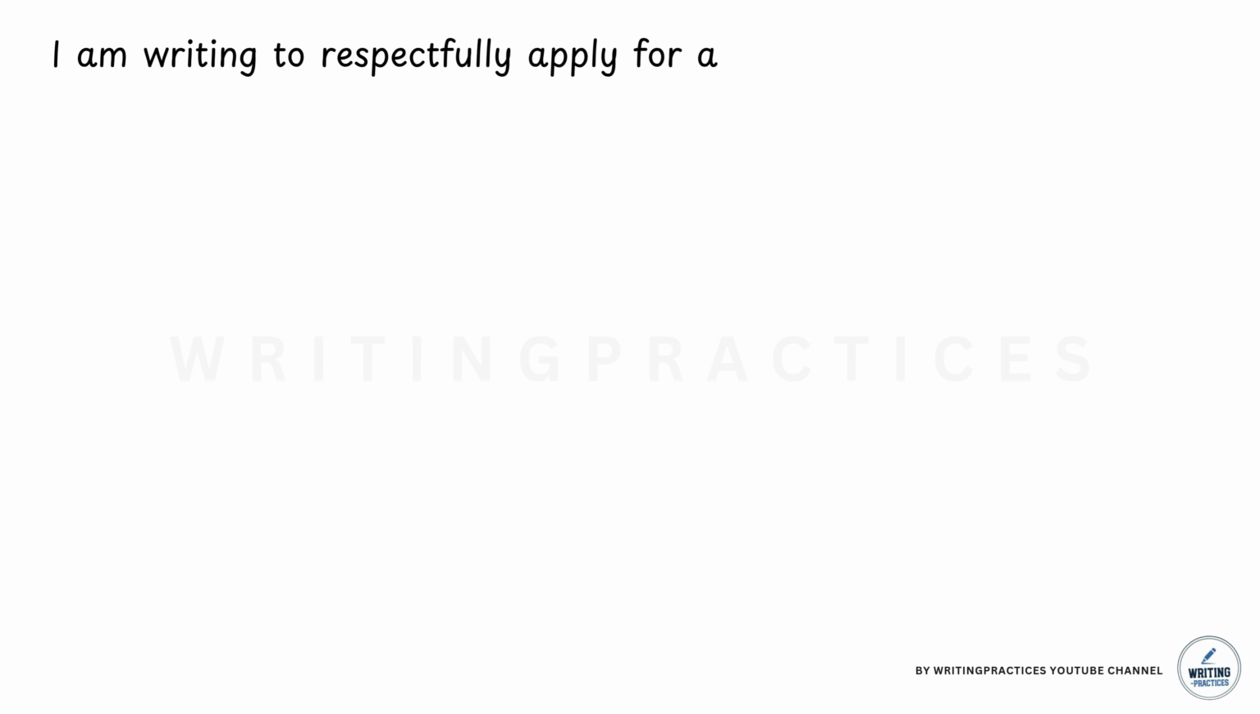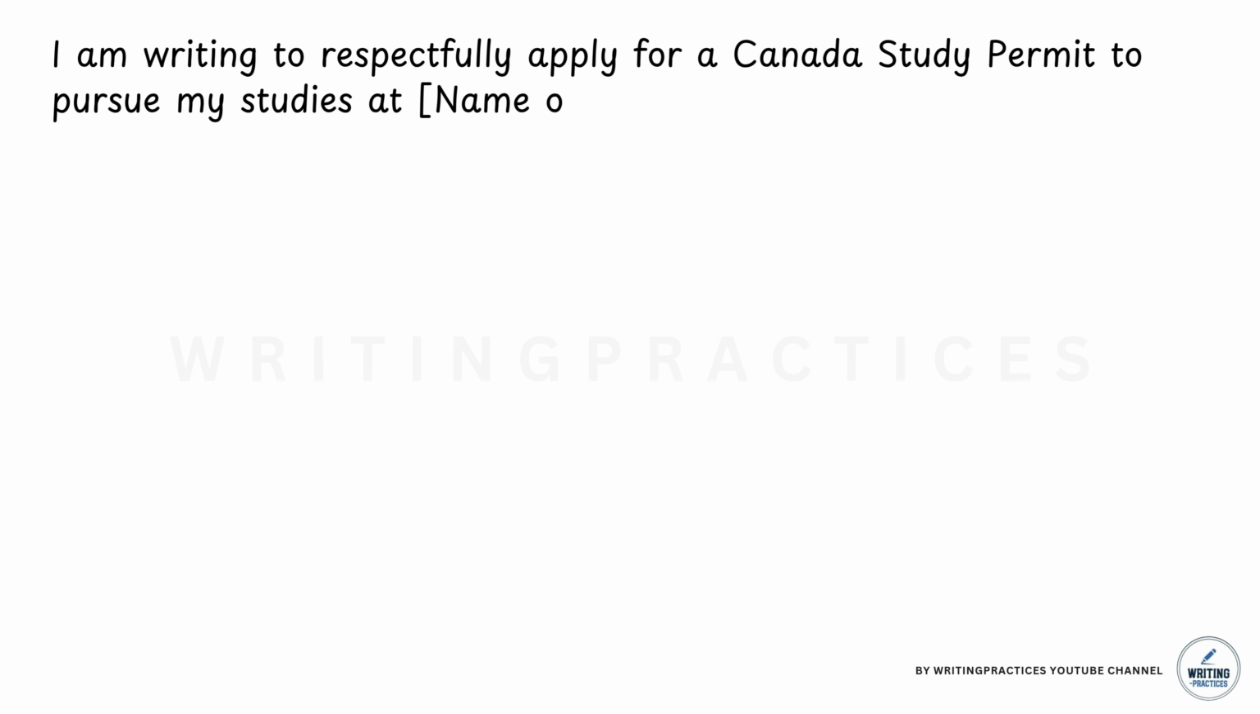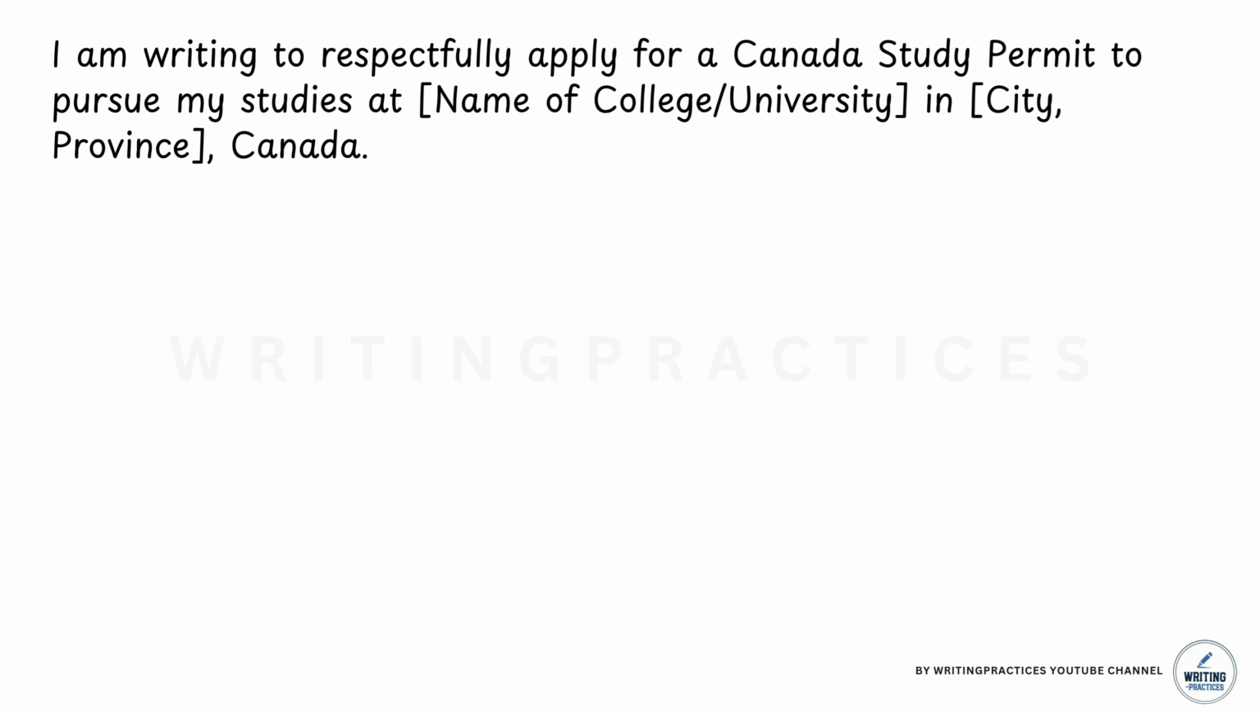Paragraph 1. Study Permit Request. Start by explaining your purpose for applying. For example, I am writing to respectfully apply for a Canada Study Permit to pursue my studies at the University of British Columbia in Vancouver, British Columbia, Canada. This clearly introduces your application and intended institution. Mention the full institution name and location.